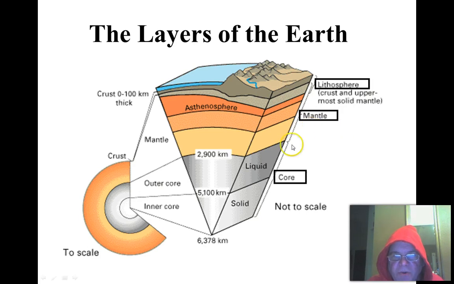Then the next part is the core, and that runs from here to here. There's two parts of the core. The outer core, which is liquid, and the inner part, which is solid, and it's all nickel and iron. It's melted. And the last part is the crust, and that's this right in here. Now the crust can have water on it, so it can be oceanic crust, or it can just be solid, and that's continental crust. Either way, it's the crust.